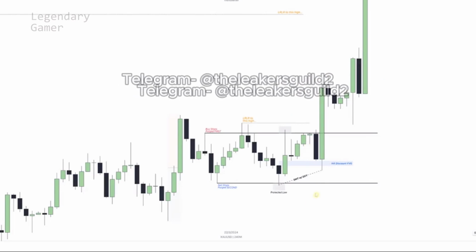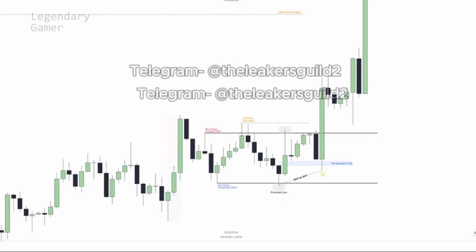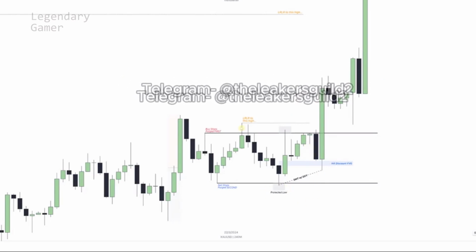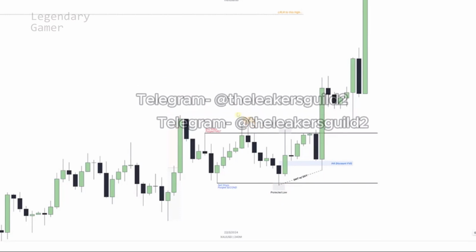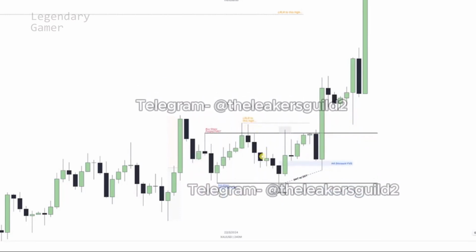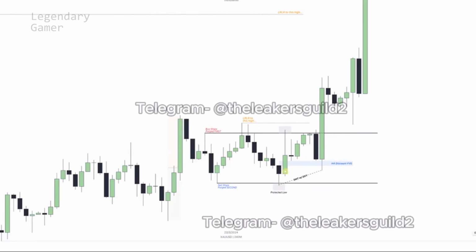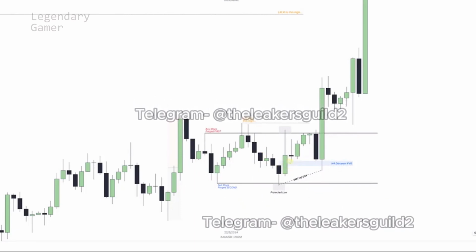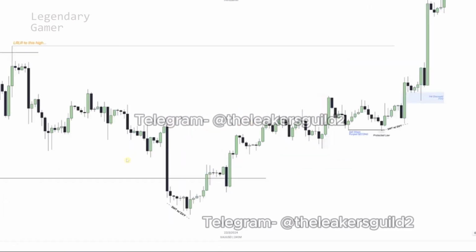So zooming in a little bit more, now that we know that we have SMT, we have a protected low, we know the LRLR is gonna move into this high. So where does the opportunity lie? We always want to be a buyer in discount, right? And we can actually see a 4-hour discount fair value gap here, which is a perfect area to take a long from.